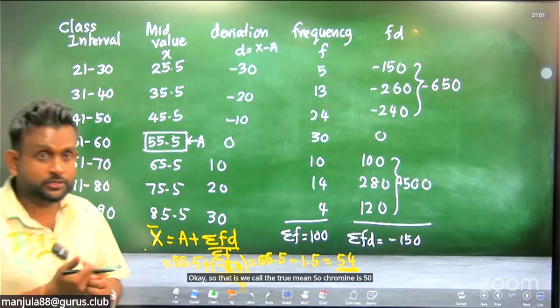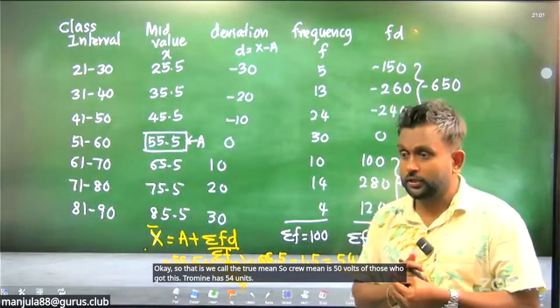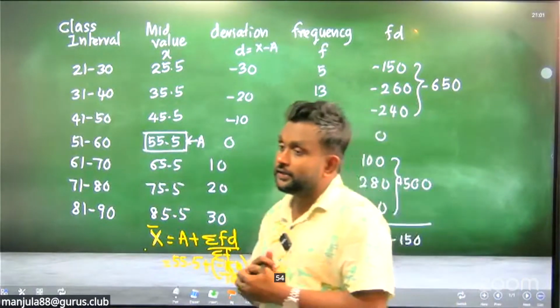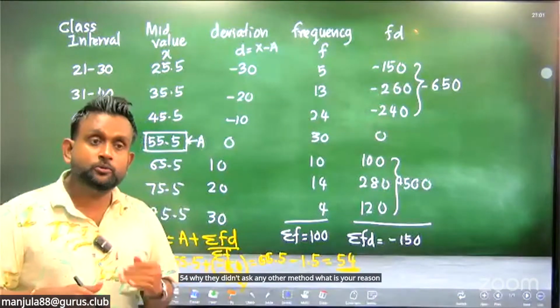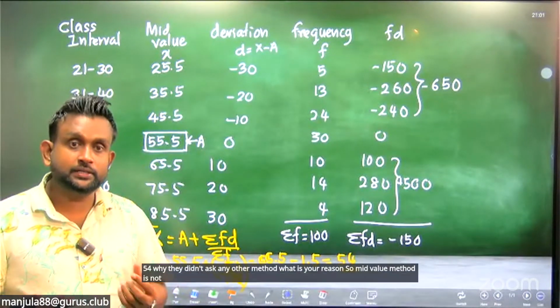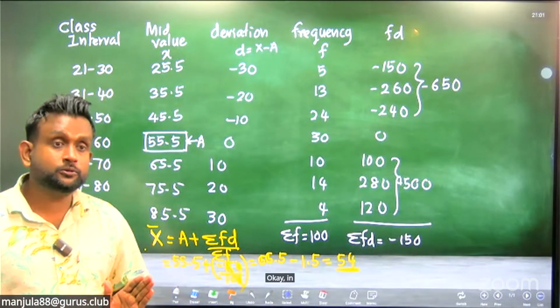Hands up those who got this. The true mean is 54 units. Why didn't they ask for any other method? What is your reason? The mid value method is not acceptable here. They didn't mention that method. In that case, you are not allowed to do it by that method.